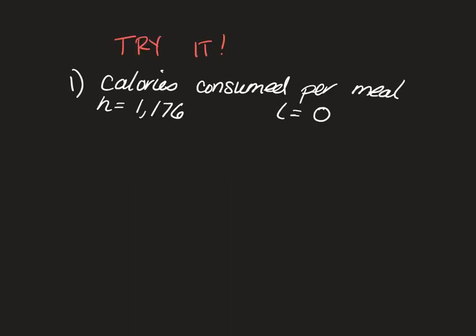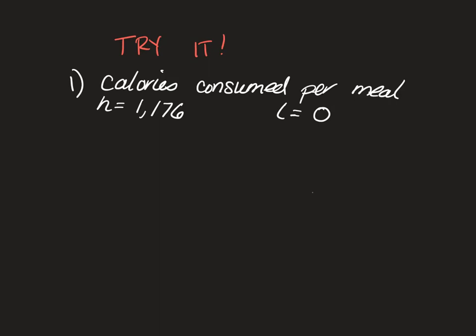Try it out and see if you understand the concept. Assume that our variable is calories consumed per meal, where you notice in your data set that the highest number of calories consumed by an individual was 1,176 calories and the lowest was 0 calories. For this one, would we want our first column of the table to be a score or interval column? If you said interval because you noticed the range was pretty large here, you're correct.